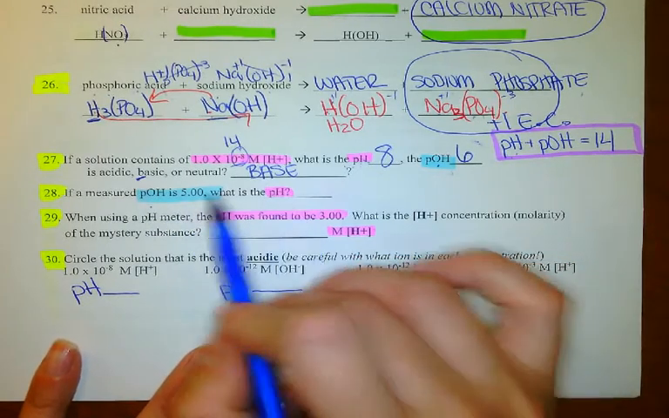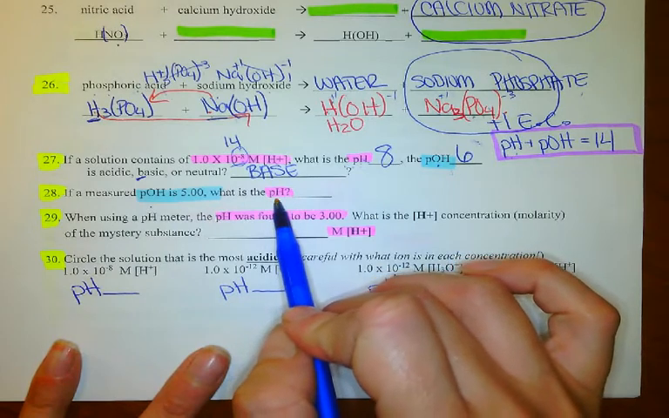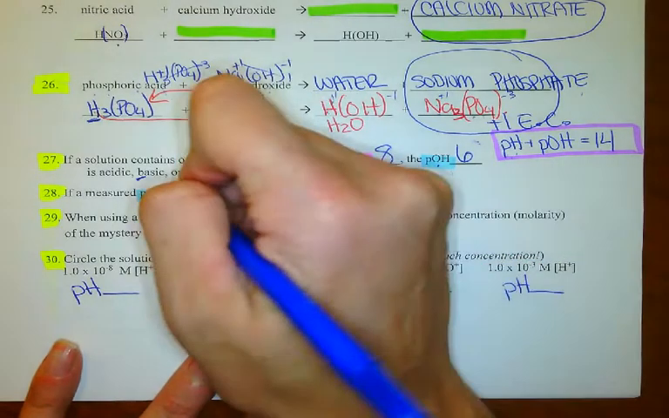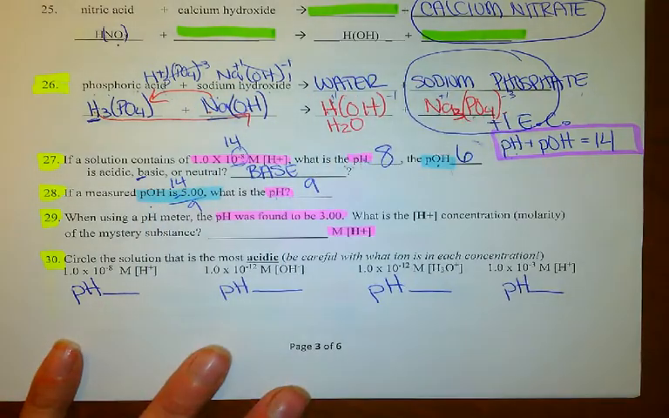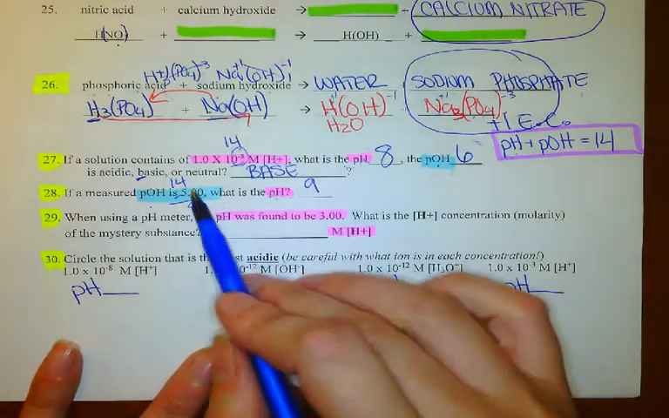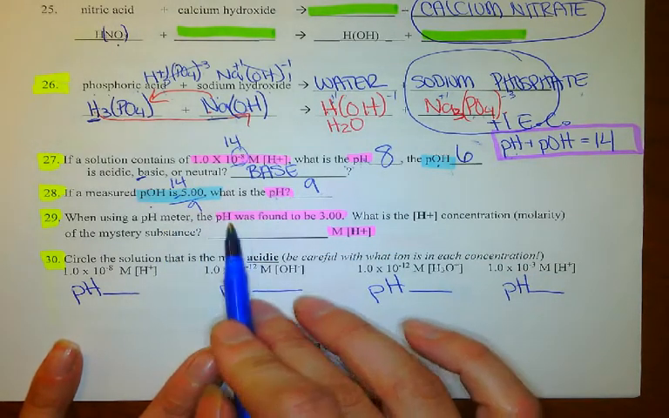So I'm going from a given base value to a pH value, an acid value. So going from blue to pink, I'm going to say 14 minus 5 equals 9. That's what they add up to. 5 plus 9 is 14. Using a pH meter, the pH was found to be 3.